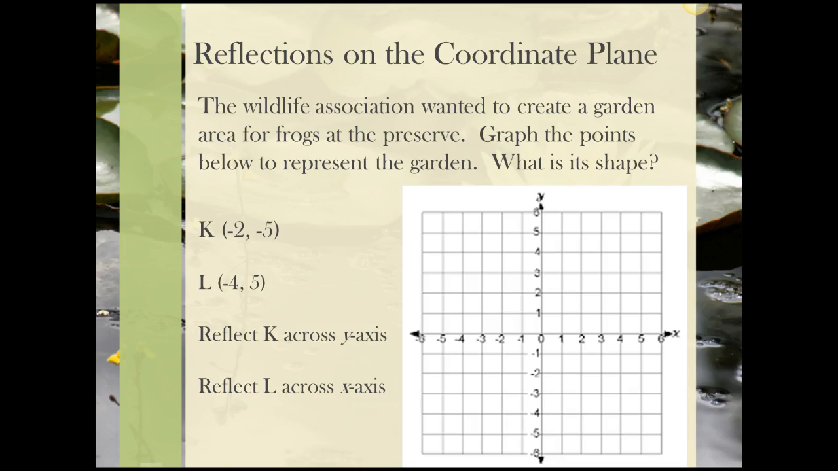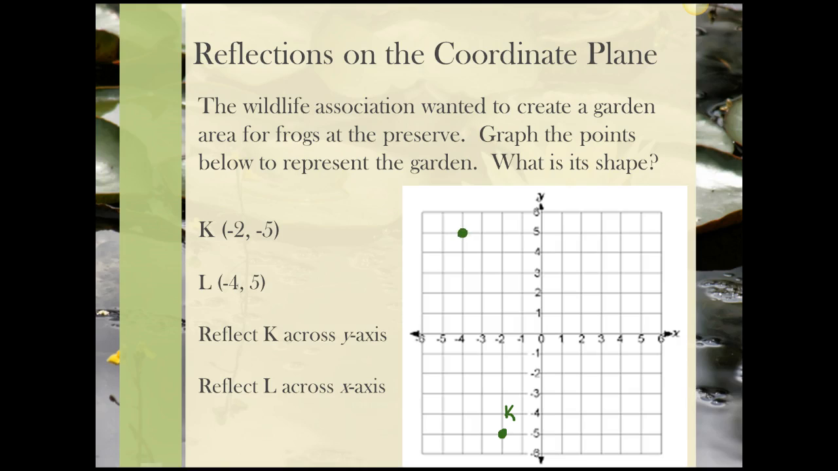First, we'll plot point K, which is -2, -5. So to the left 2 and down 5 will give us point K. Then we will plot L. That would be 4 to the left and up 5.